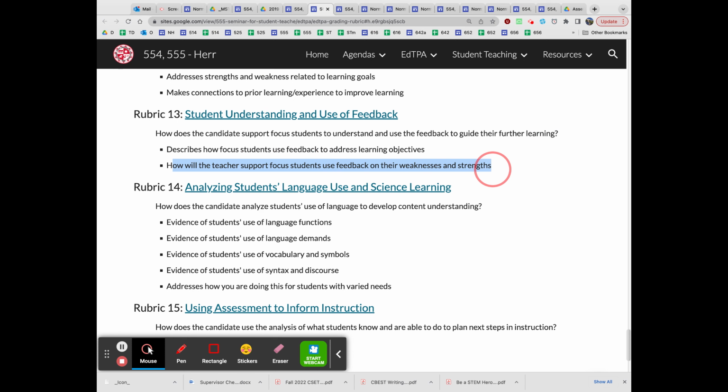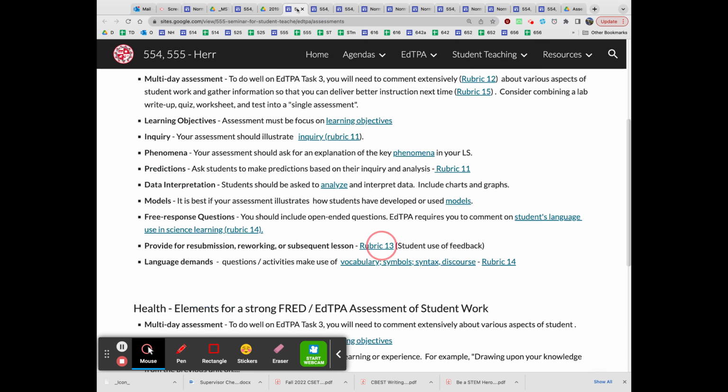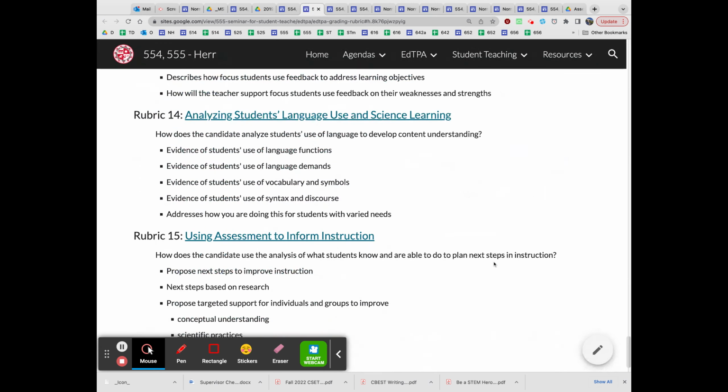In other words, if you're going to give feedback, make sure that you review the feedback and talk about it, either in written or free form. And then finally, you want to have questions and activities that make use of vocabulary, symbols, and so forth that we've talked about. That'll help you do number 14, which is all about analyzing students' language use and science learning.